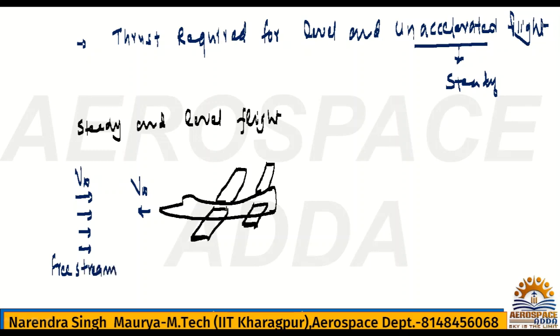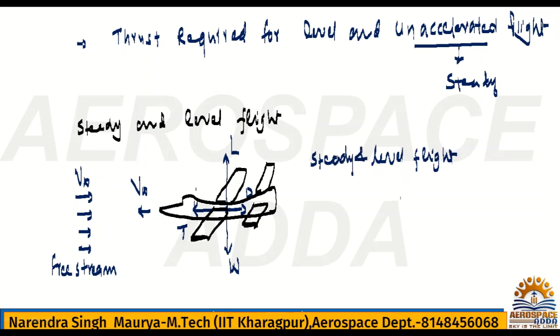If you check the different forces for steady level flight, weight will be acting normally downwards, normal to the motion of the aircraft or the free stream velocity. Perpendicular to the free stream velocity will be the lift force. The force responsible for forward motion will be thrust, opposed by the force called drag. So for steady and level flight, lift is equal to weight and thrust is equal to drag. Yes or no?